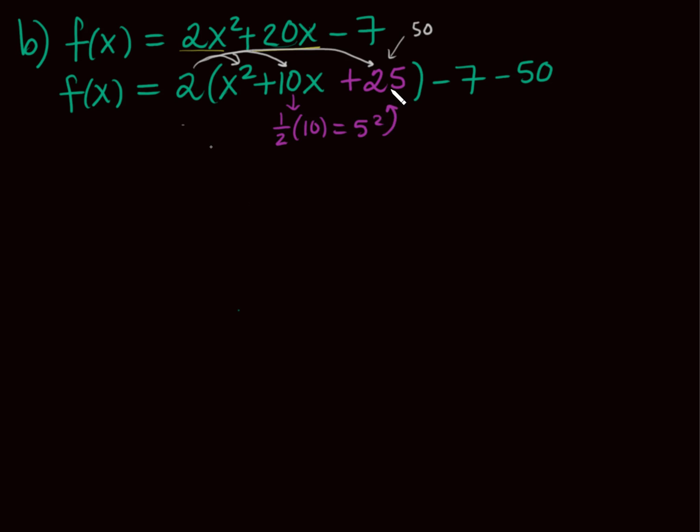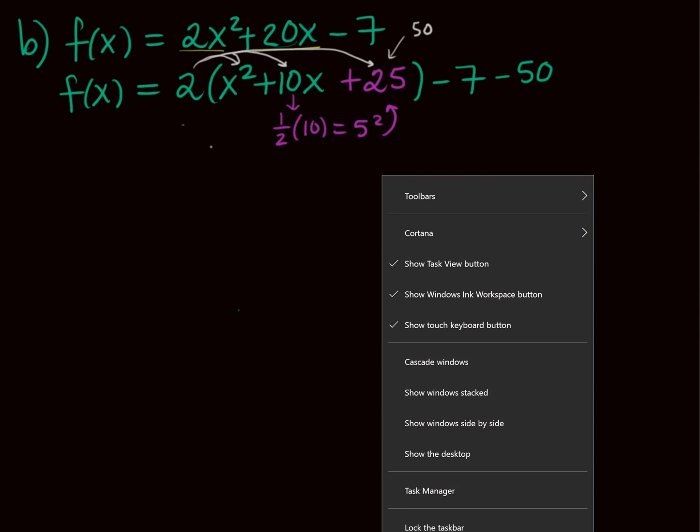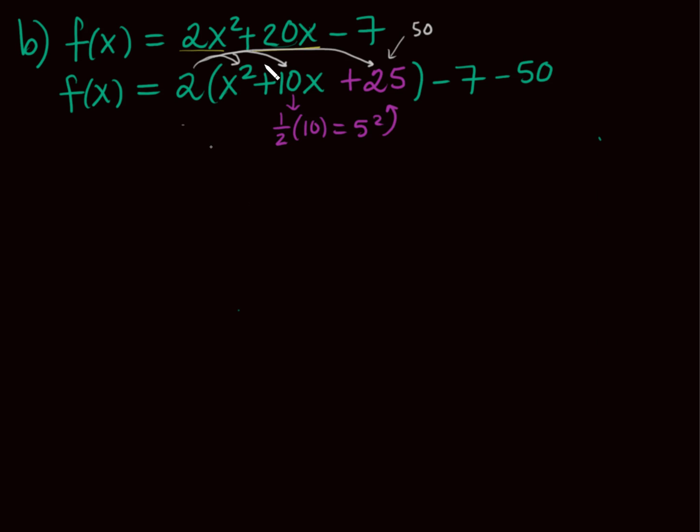Again, I brought in that 25. I want everything inside these parentheses to become a perfect square. This 25 is being multiplied by the 2. Because that thing is being multiplied by the 2, I know that 25 times 2 is 50. So I actually brought in 50, so I have to take that 50 away.